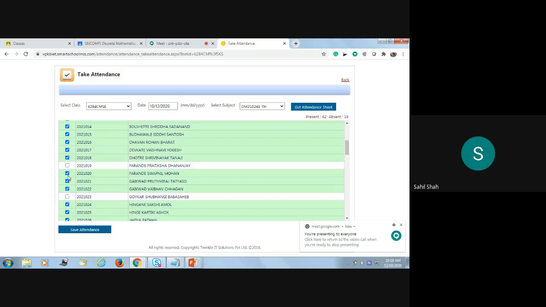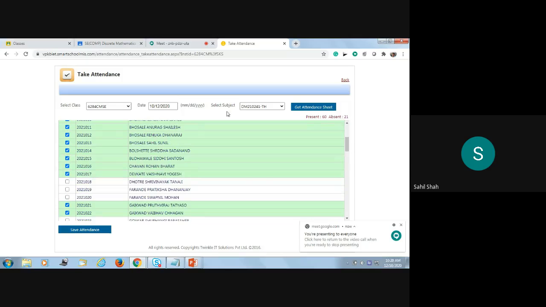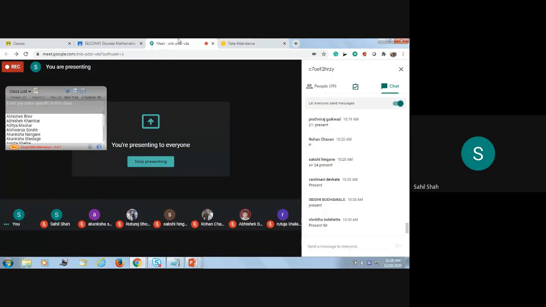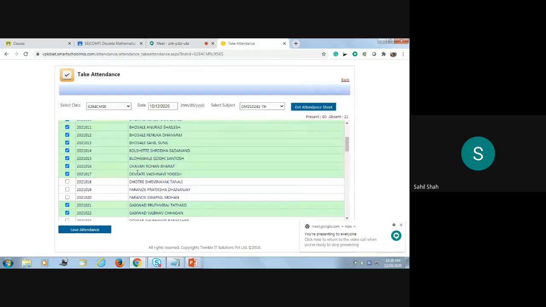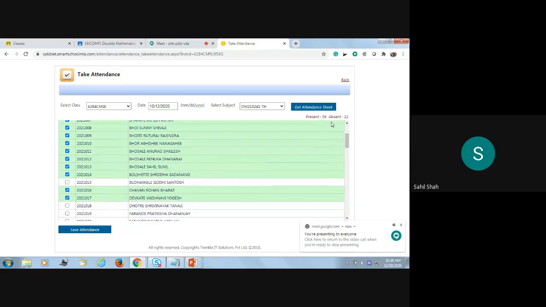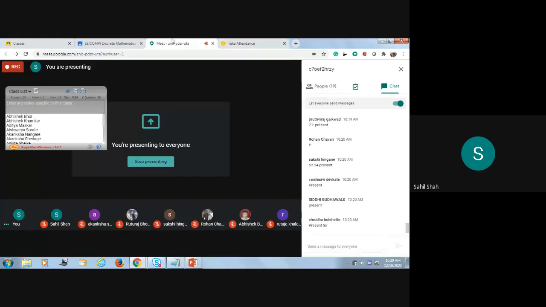Roshan Chavan present. Devkate Vaishnavi, I think I have seen her somewhere. Okay. Budhavale Siddhi, Bolshette Shraddha, Bhosle Sahil, Bhosle Renuka, Bhosle Anurag. No problem. Anurag Bhosle is also present.